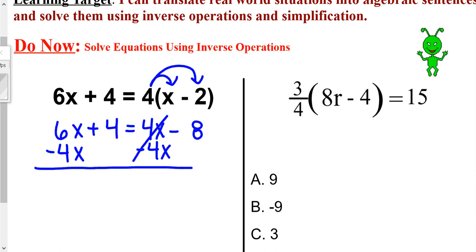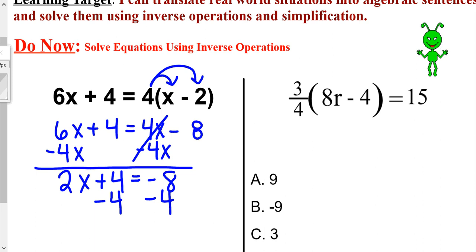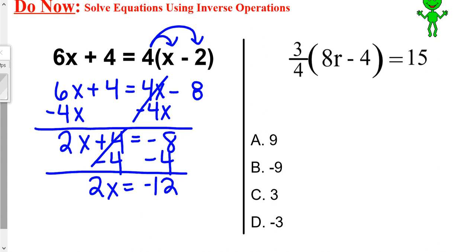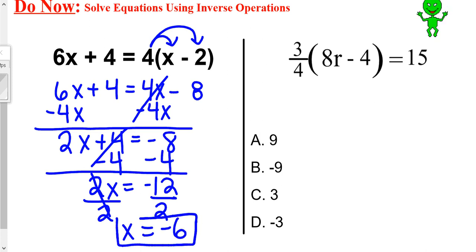This is going to cancel out, leaving us 2x plus 4 equals -8. We want to get this 2x by itself. In order to do that, we're going to use inverse operations again and subtract 4 from both sides, leaving us with 2x equals -12. The 2 and the x are being multiplied, so I need to divide both sides by 2. I'm left with x equals -6. You can plug that back into your original equation in order to check your work.